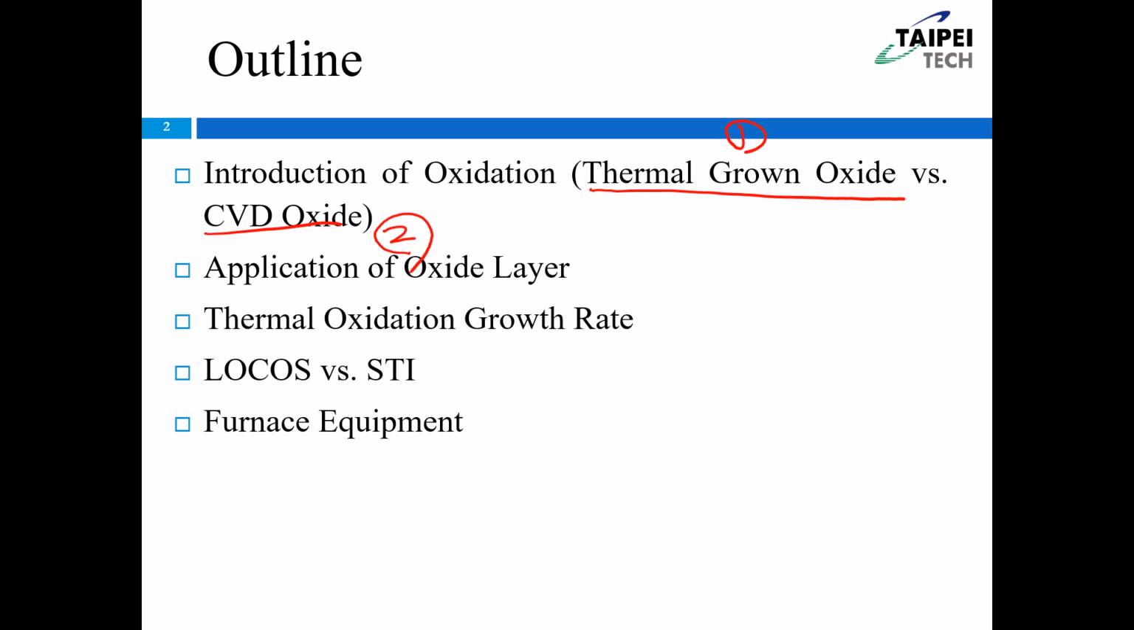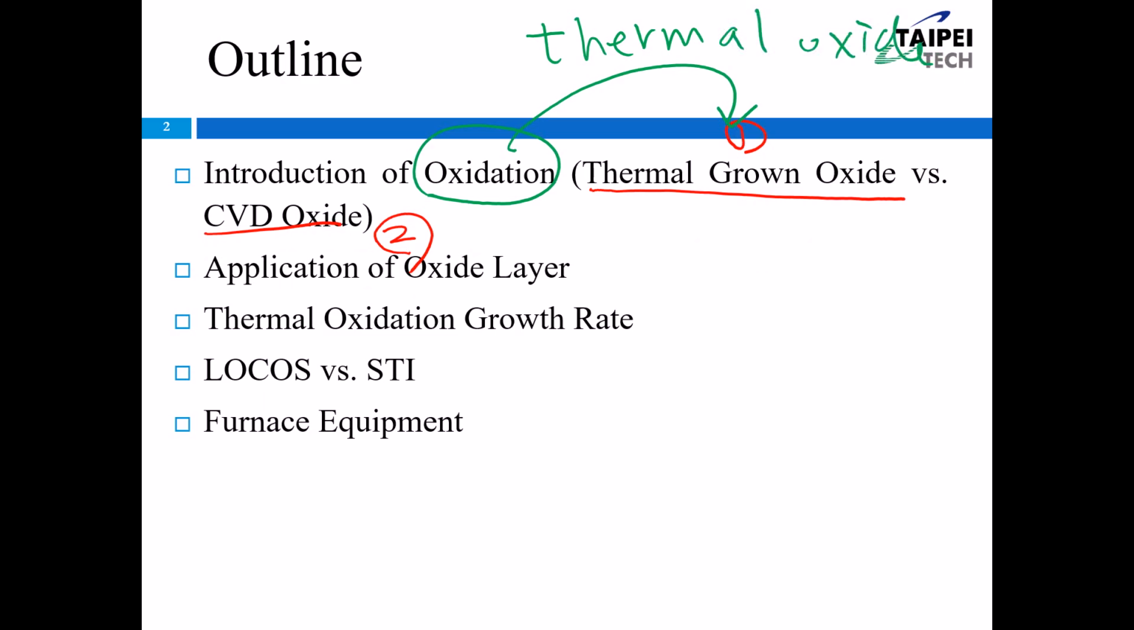Today, the oxidation means thermally grown oxide. You need to make it clear. Today, oxidation only means thermally grown oxide, or it means today I want to grow oxide thermally, using high temperature to grow oxide. Sometimes we call this oxide thermal oxide. It's also very common to hear thermal oxide. So today, thermal oxide and thermally grown oxide are the same thing.